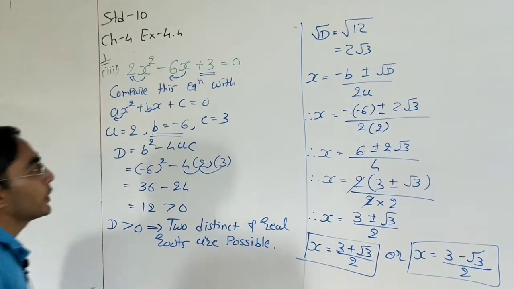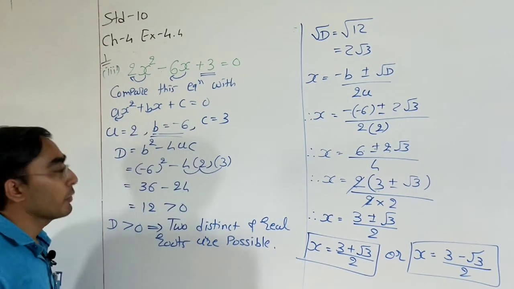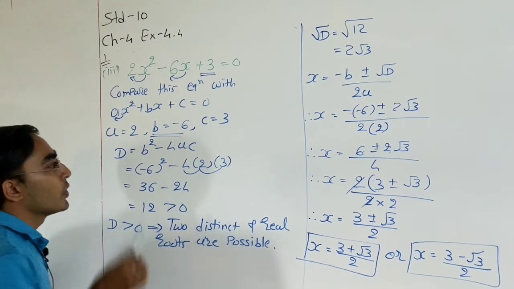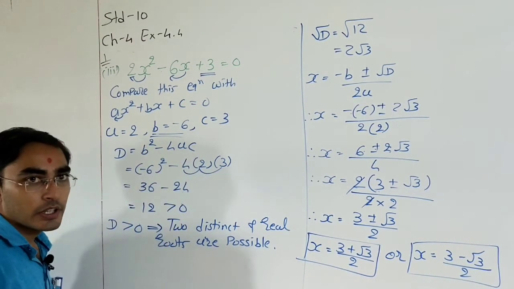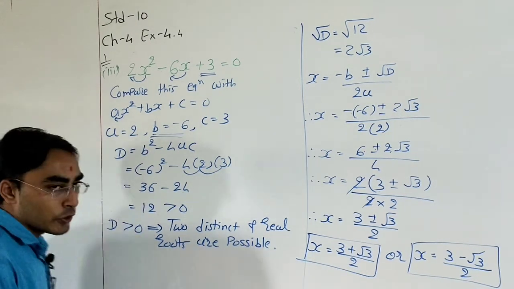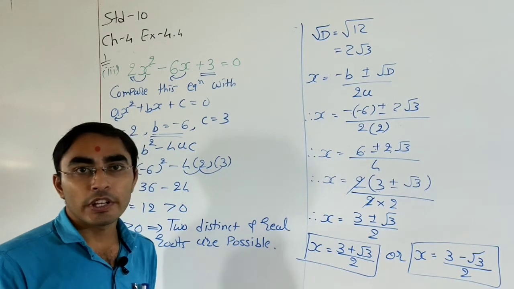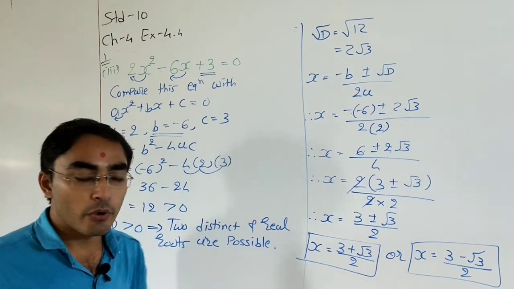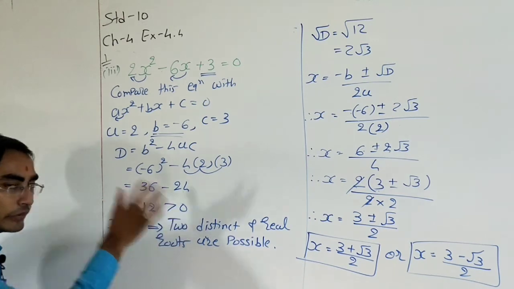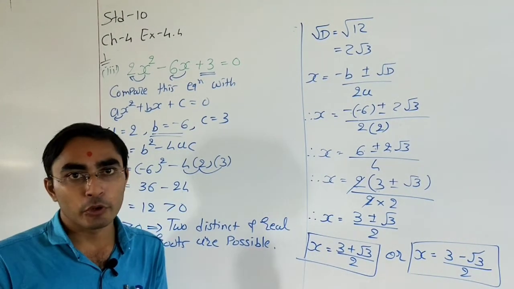So, again, what do we need to do? Just compare this equation with ax square plus bx plus c is equal to 0. Find the values of a, b and c. Find D equals b square minus 4ac. Okay, if your D is less than 0, then no real roots are possible. No real roots exist. The question is over. If you get D equal to 0, then two equal real roots are possible.